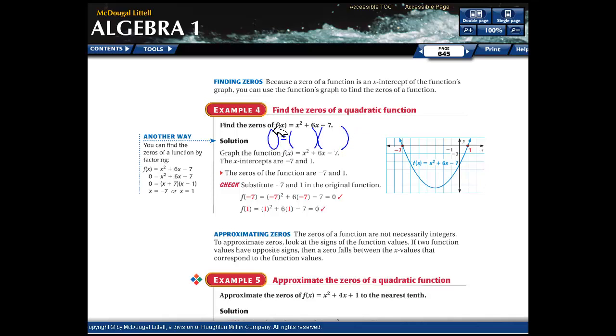So in this one, it would be multiply together to get a negative 7, and add together would be a positive 6. It would be a positive 7 and a negative 1. x plus 7, x minus 1. So that's it. And if you notice right here, when you set these equal to 0, x would equal negative 7, and x would equal a positive 1. Okay. With that, we should be good.